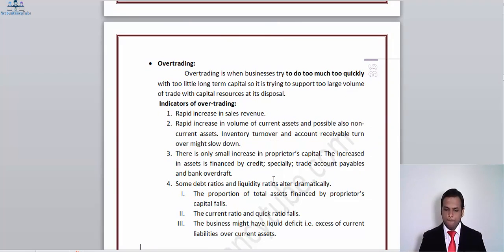Then we have got overtrading. Overtrading is when a business tries to do too much too quickly and with too little long-term capital, so it is trying to support too large a volume of trade with the capital resources at its disposal.